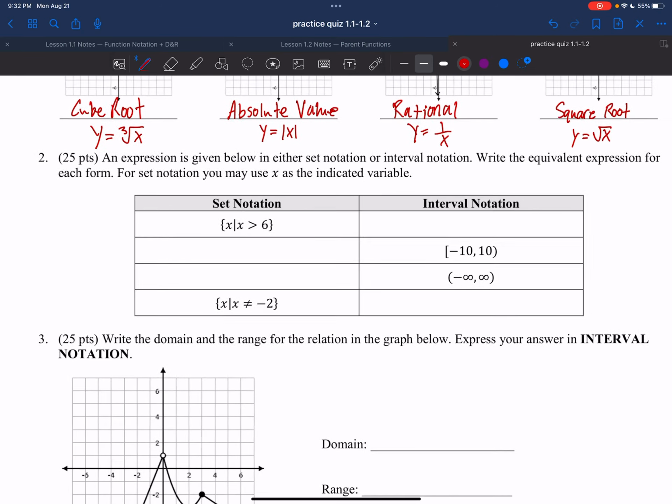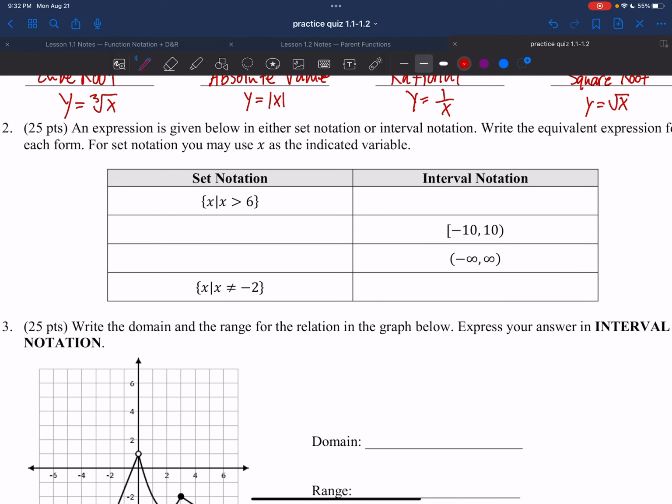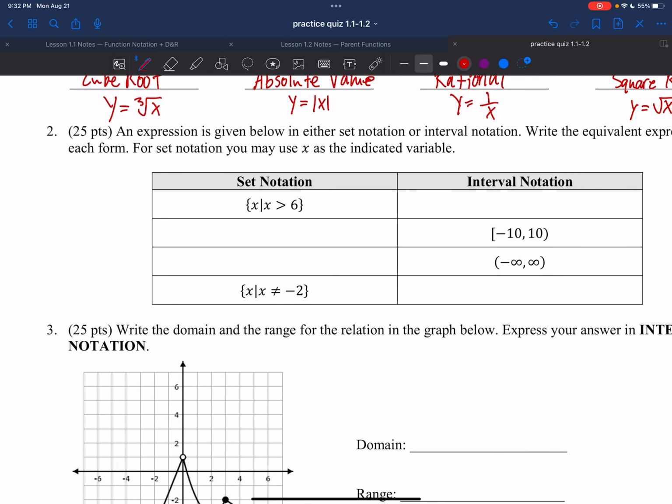Okay, moving on. Number 25. An expression is given below in either set notation or interval notation. So I'm just assessing, do you guys know the difference, right? Inclusive, non-inclusive, going from inequality to set, or inequality to interval versus interval to inequality, and just being able to fluidly see those as the same thing, yeah? So this first one says x such that x is greater than 6, right? Remember, these curly braces mean that's a set. I say the name of the variable such that here's the condition on the variable.